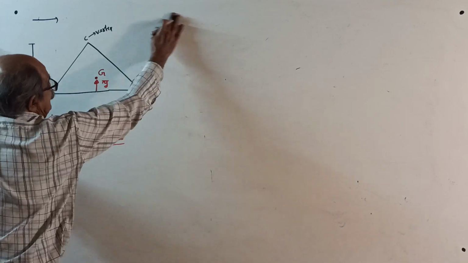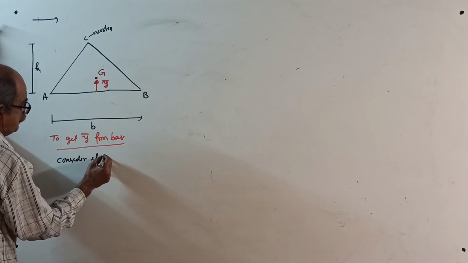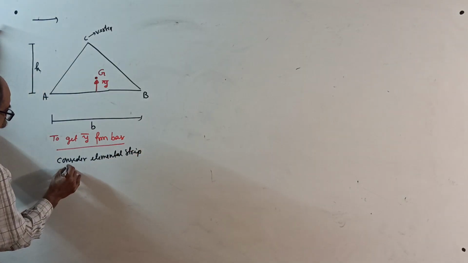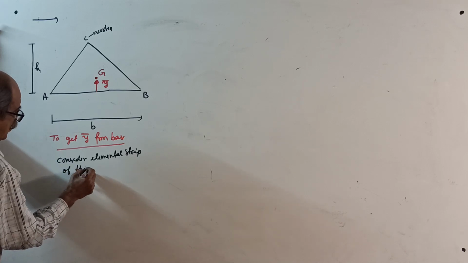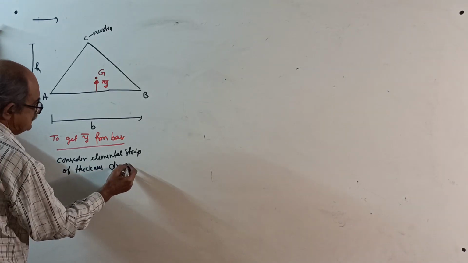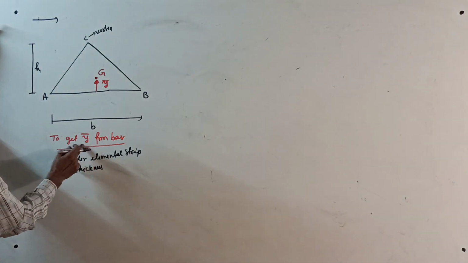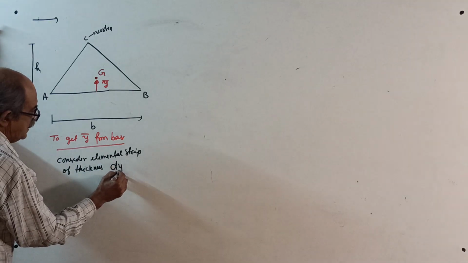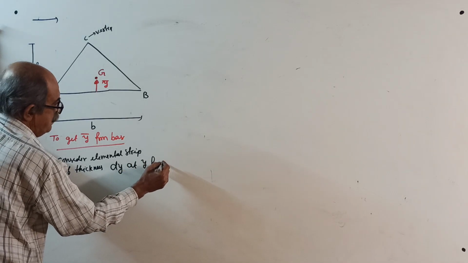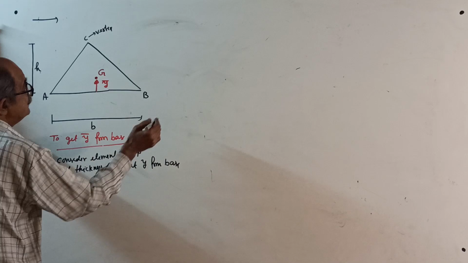What you do is, consider an elemental strip. When you want y bar, the elemental thickness is dy, not dx. Consider an elemental strip of thickness dy at y from the base. Why base? Because we want to measure from the base, y from base, as shown here.